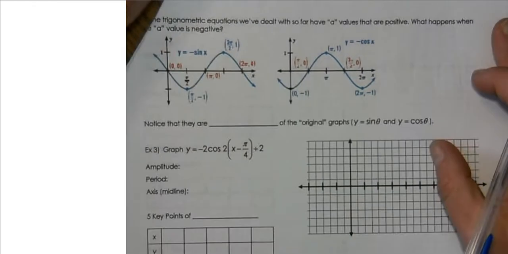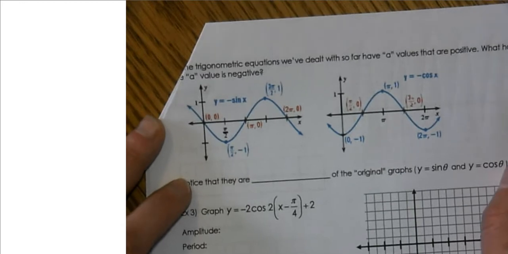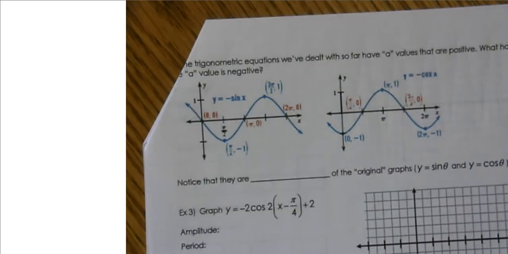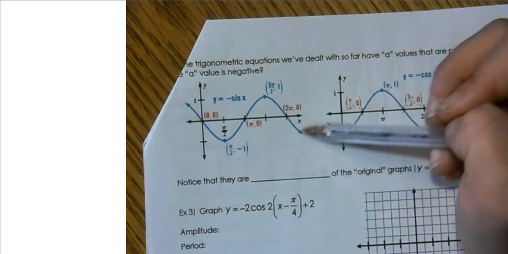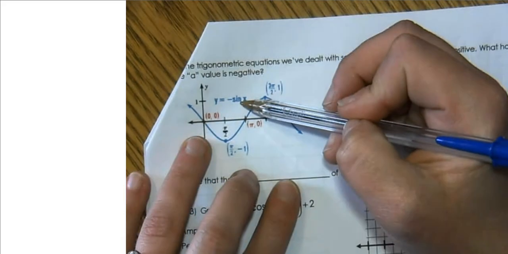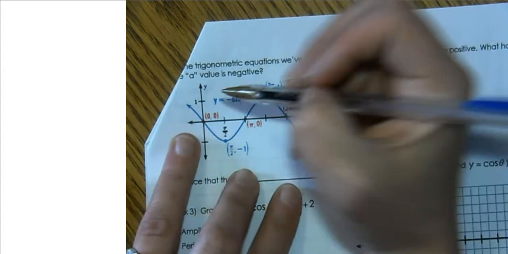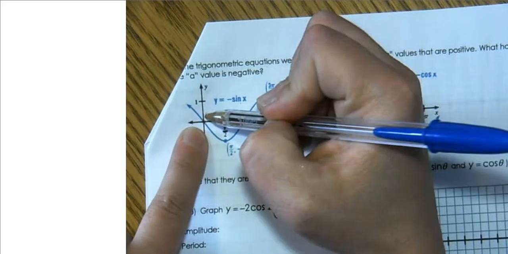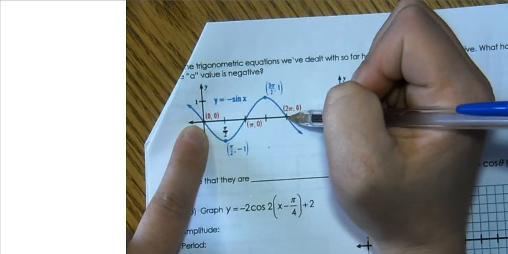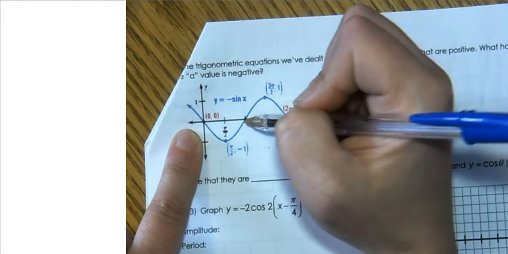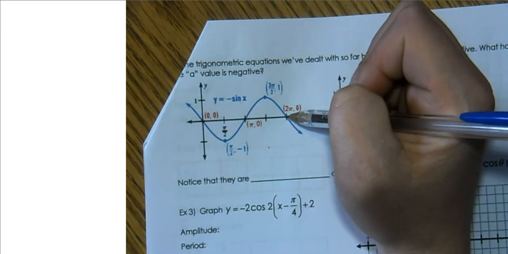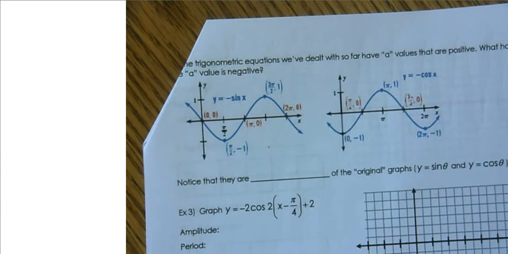Well, just like with any other function that we've worked with, a negative a value has always indicated a reflection across the x-axis. And that is exactly what is going to happen here. Our graphs are going to be a reflection of what they used to be. So in this picture, what you see here is y equals negative sine of x. And we know that the pattern for sine was always 0 up, 0 down, 0. But now look at this. It's now going 0 down, 0 up, 0. So it has been reflected.